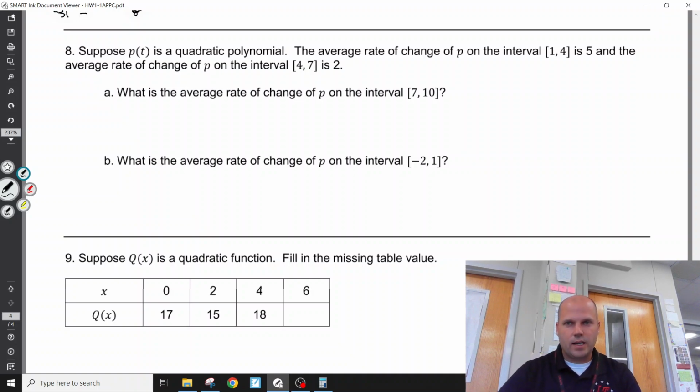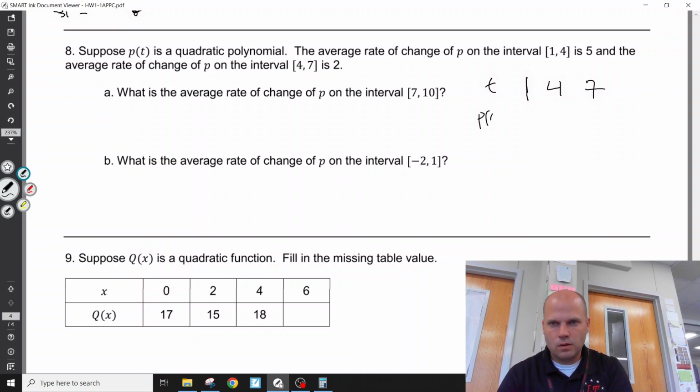We got a quadratic. We got from 1 to 4 and from 4 to 7. We got T and P of T. We got the average rate of change of P of T. The average rate of change of P of T from 1 to 4 is 5. From 4 to 7 is 2.